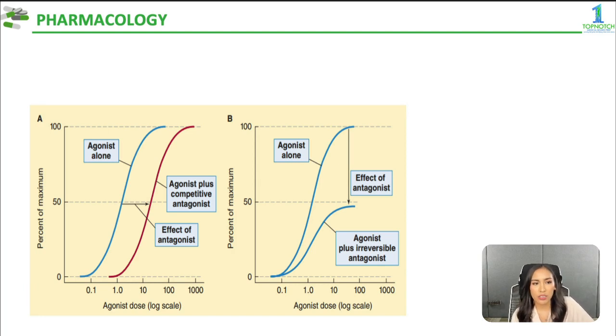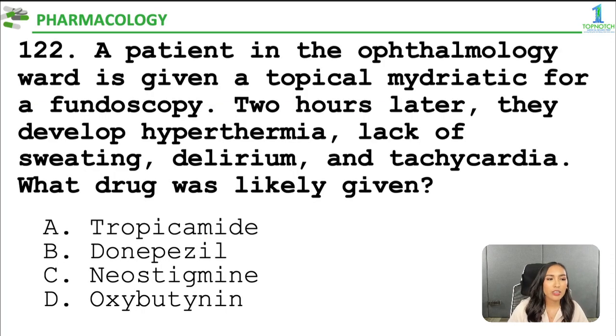Okay, so as you can see here in the figure on the left, you can see the effect of a competitive antagonist. There's a rightward shift, meaning you would need more amount of drug to produce the same effect. That's the rightward shift in competitive antagonists. Doon naman sa right, the figure on the right, you can see the effect of a non-competitive antagonist which causes a downward shift. Ibig sabihin, yung efficacy ng drug mababa na. Okay? Let's go to 122.